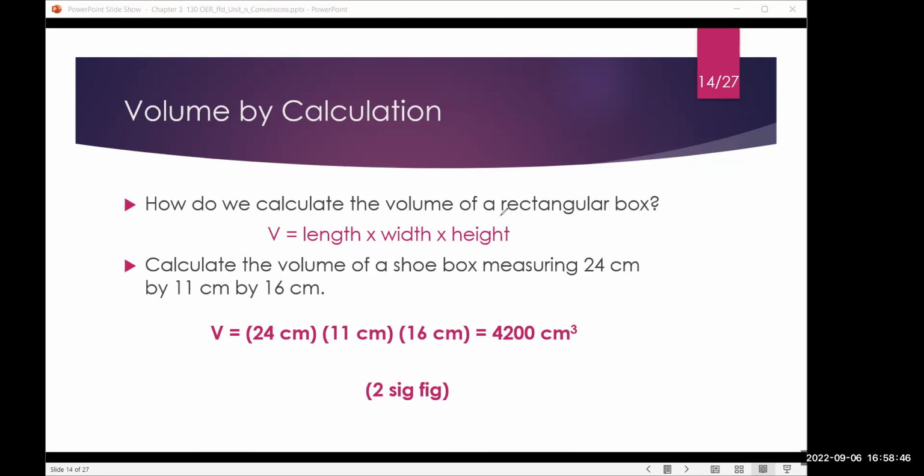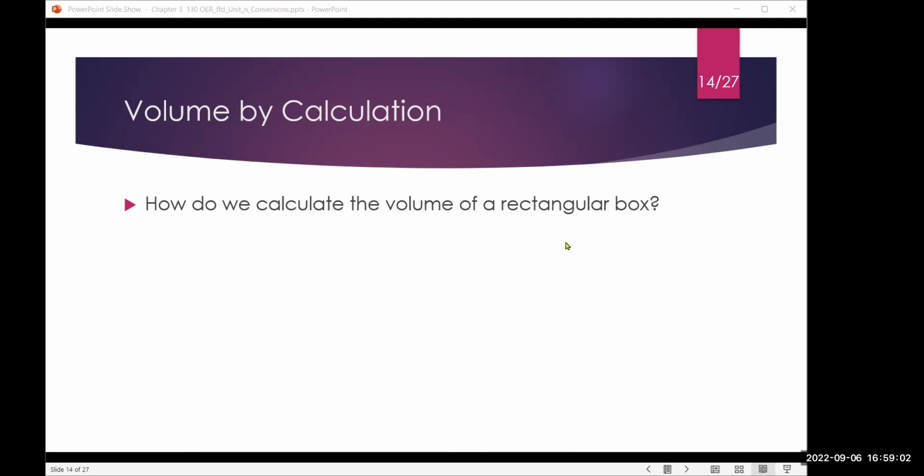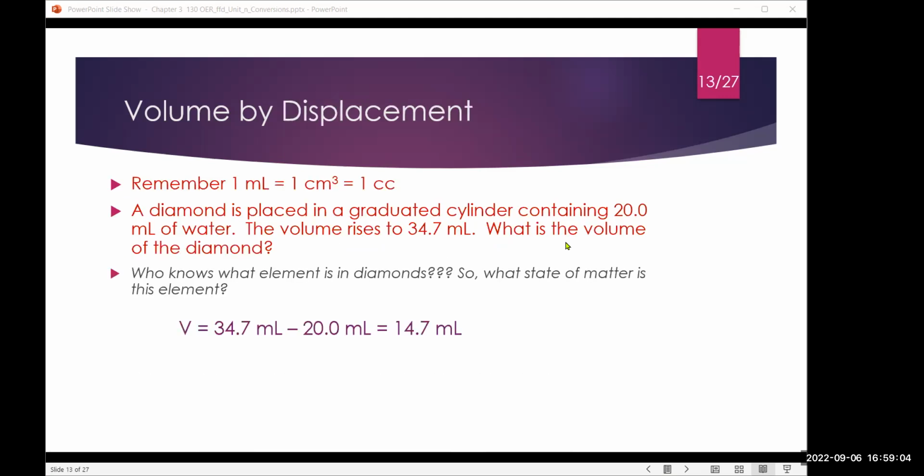However, not everything is easily measured. You have something that is not regular in shape, irregular shape. One way to do that is to measure the volume it displaces in a liquid like water. Okay. And so if, for example, we have a graduated cylinder, remember it's a cylinder.